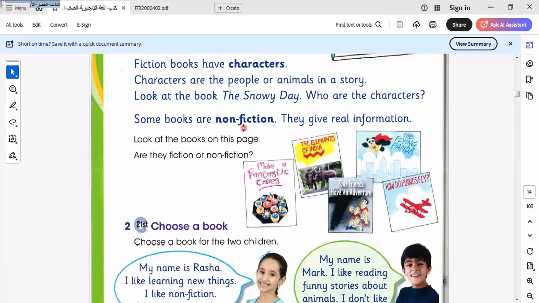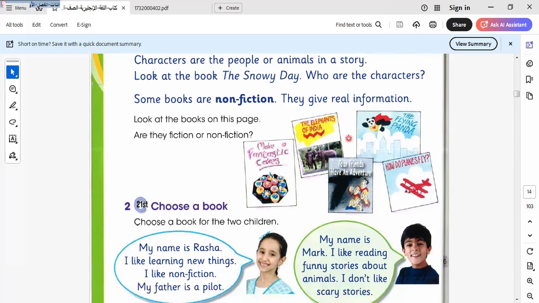Here we say some books are non-fiction, which means they have real information. Non-fiction means it's real. For example, books about planes. When we talk about the Wright brothers, who invented the aeroplanes, we can talk about this person, or talk about Newton, who discovered the gravity of the earth, for example. All these are non-fiction, all these are called real things, okay?